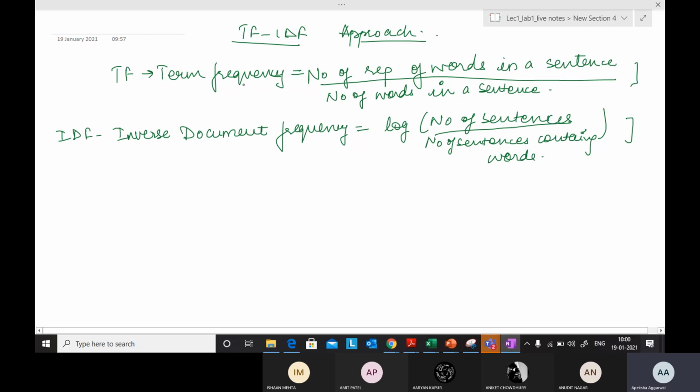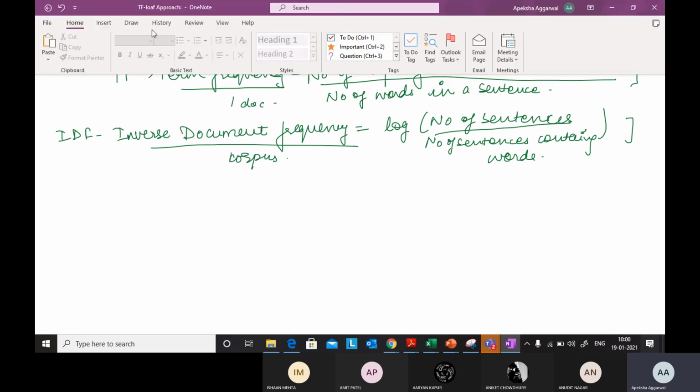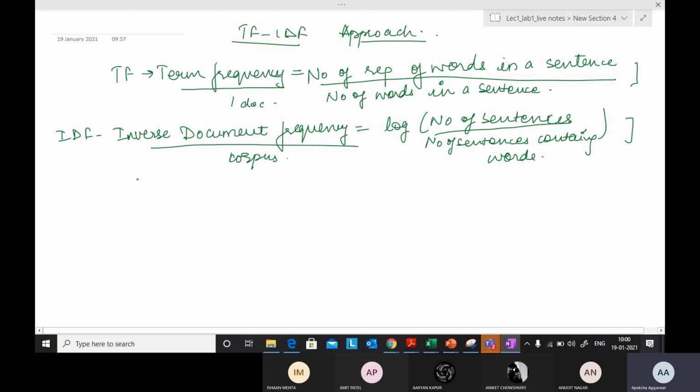Okay, so this is for one particular sentence or one document, and this is for the whole corpus. We actually want to find out the importance of the word in the whole data set, right? So let's see how this is done. Let's see an example.